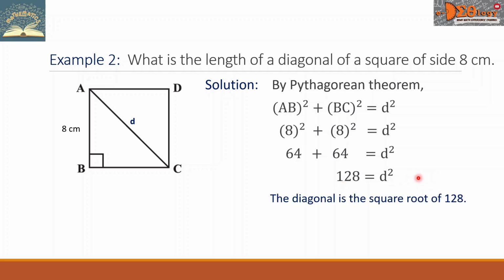In this equation, we can say that the diagonal is the square root of 128. In symbol, we write D equals square root of 128. Then we simply attach the unit of measurement, centimeter.